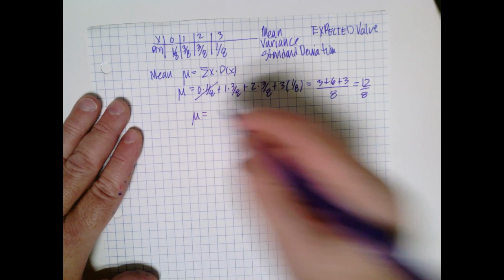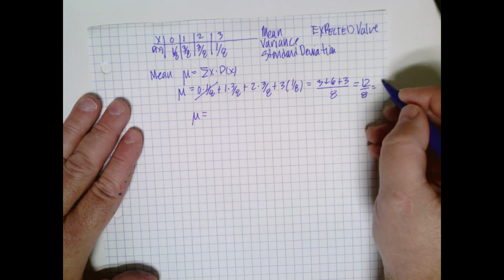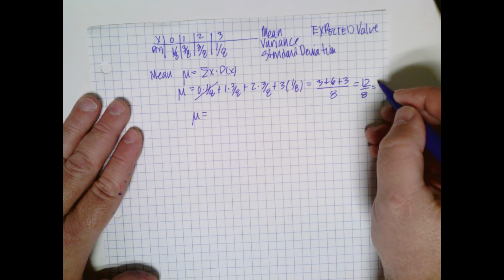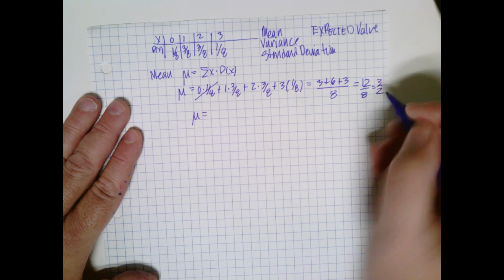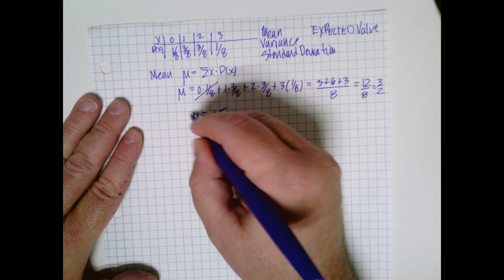So mu is 12/8, 4 goes into both of those, 3/2. So 1.5 for our mean.